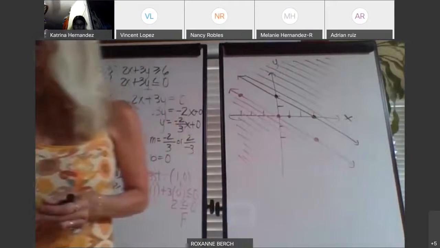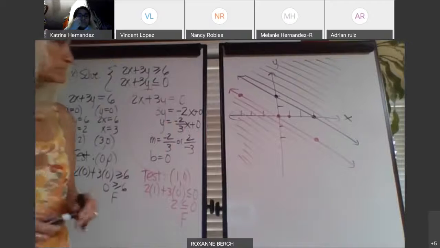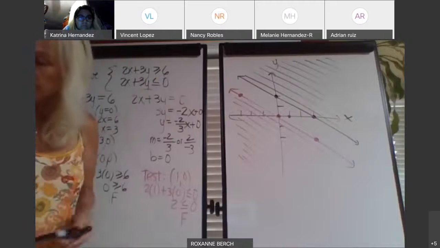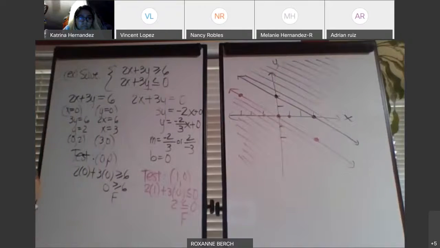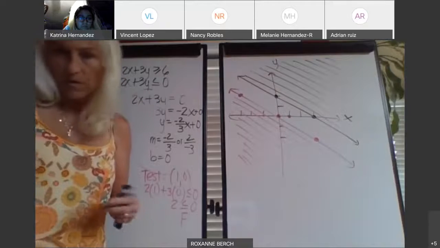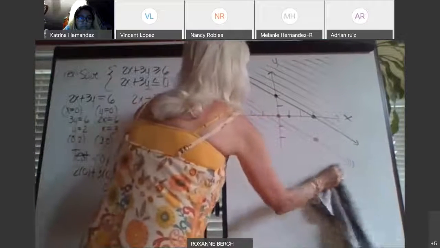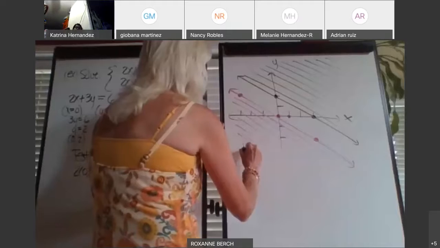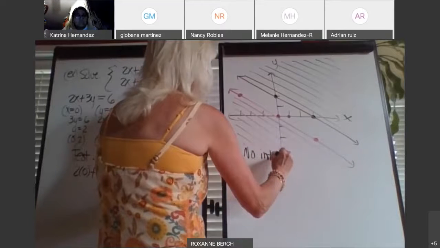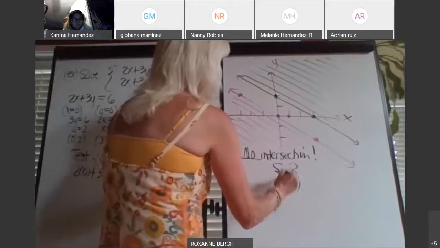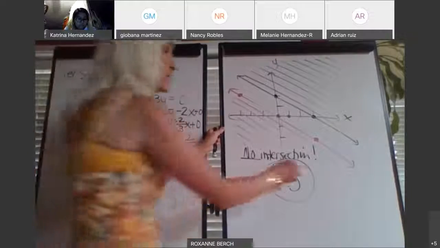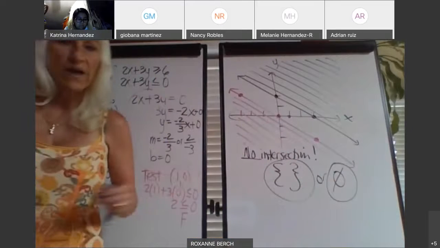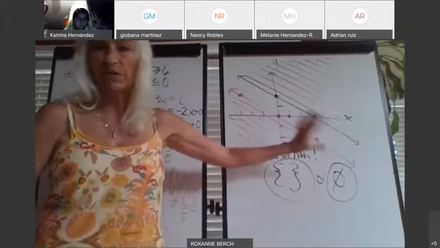So tell me, what are your solutions? Go ahead, I'm listening. Where do you see black and pink intersecting? Hello? Where do you see black and pink intersecting? They don't intersect. Yes, they don't intersect. So this is what you would write: intersection, no solutions. Or you could put the empty set. On this one, no human being is going to understand this, so you would want to write no solutions or the empty set.